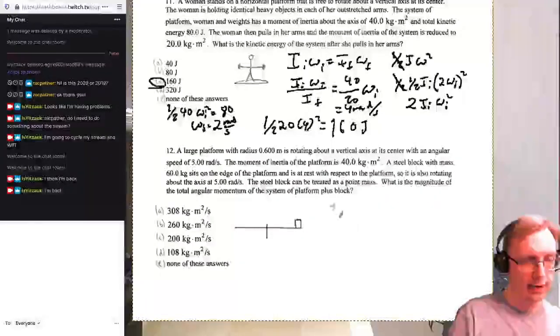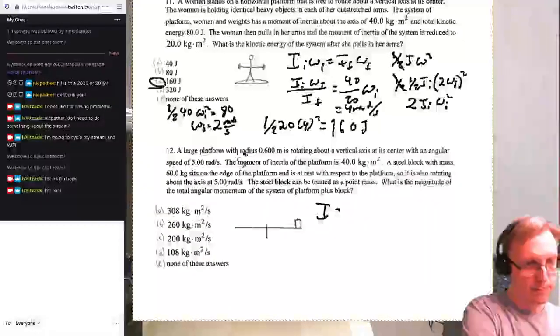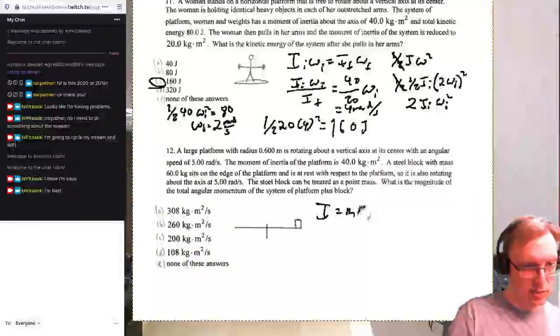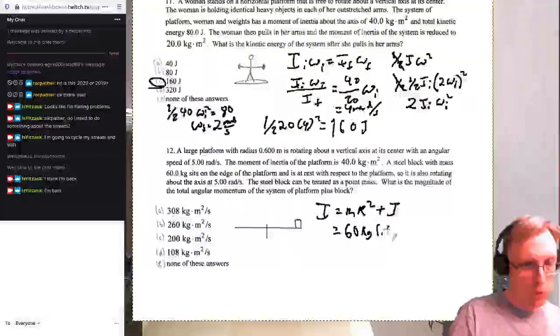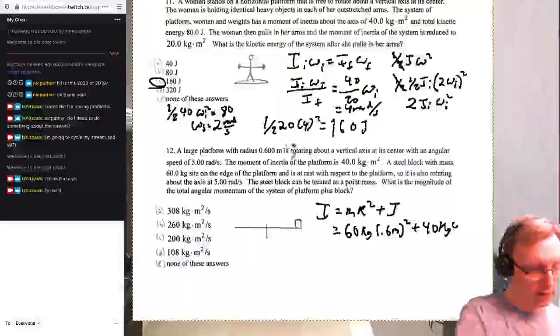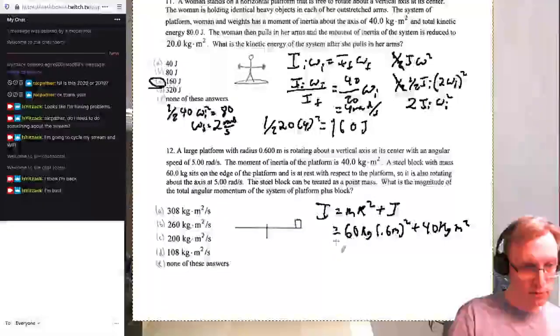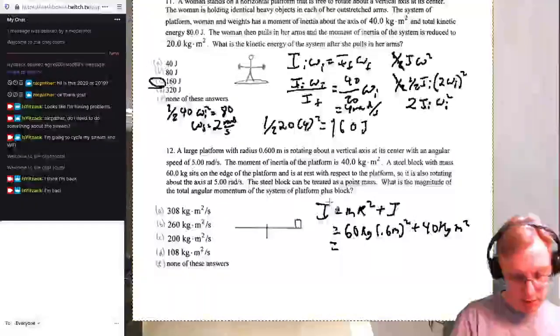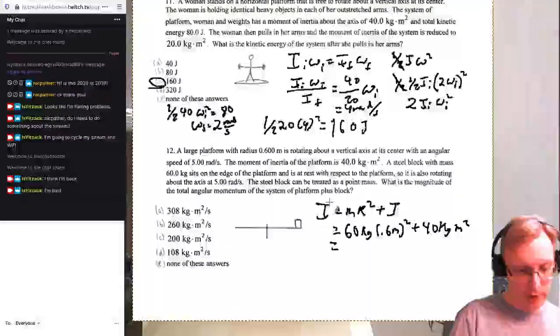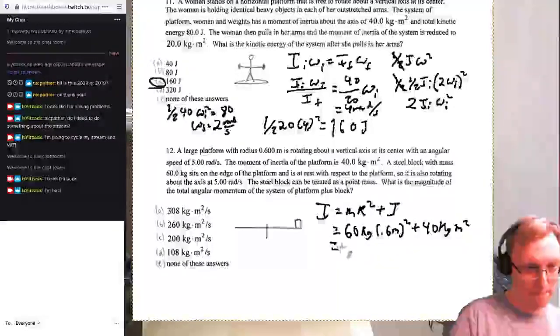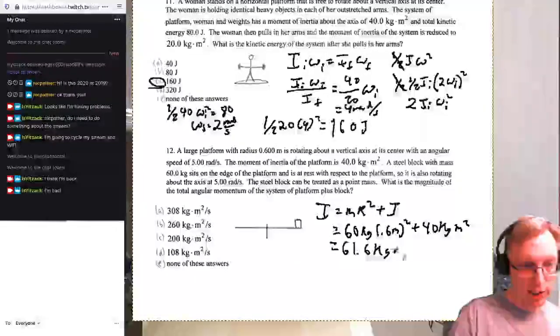Moment of inertia of the platform is this. Angular momentum. So first we need an I. I is mass times radius squared plus any other I's. So it is 60 kilos at 0.6 meters squared plus the 40 provided, 40 kilogram meter squared. Calculator says this is 60 times 0.6 squared plus 40 is 61.6 kilogram meters squared.